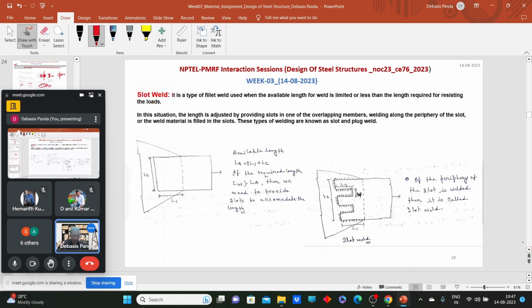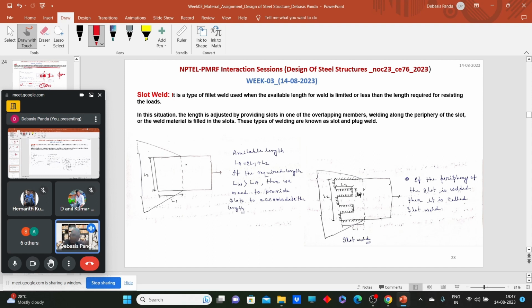Now come to slot and plug weld. So now it is clear how we can calculate the strength of a fillet weld and butt weld, and how to design them. Now come to another kind of weld. This is one kind of fillet weld. Why do we need that kind of slot weld?